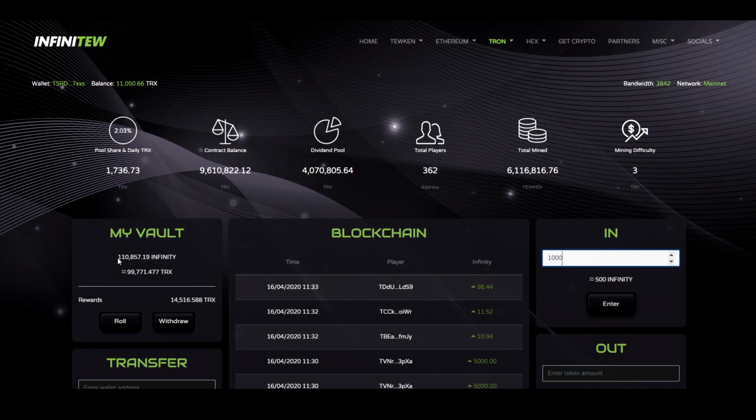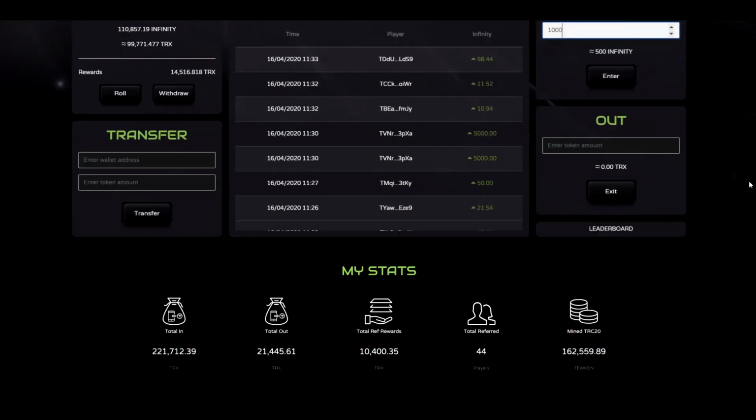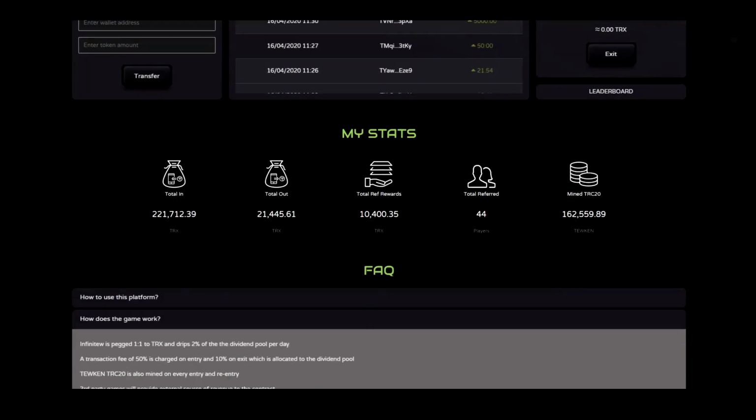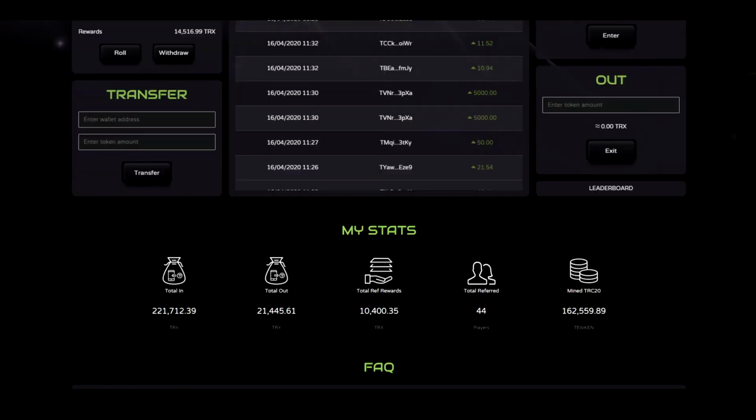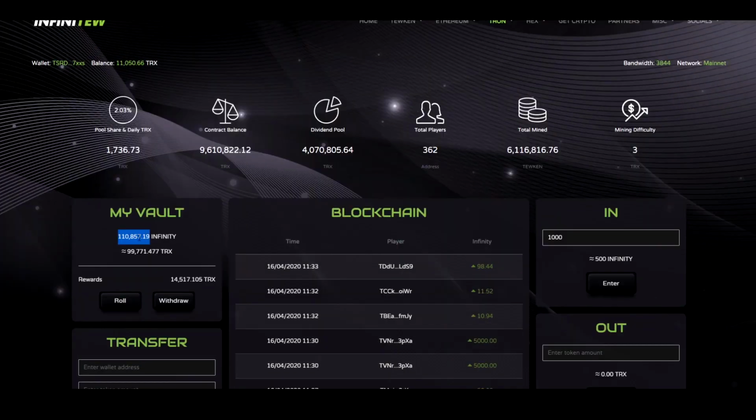As we see here, I have 110,857.19 Infinity, worth 99,771 TRX. If we scroll down, we can see that I've put a total of 221,712.39 TRX into this contract. And if we just do the math, that is exactly half.